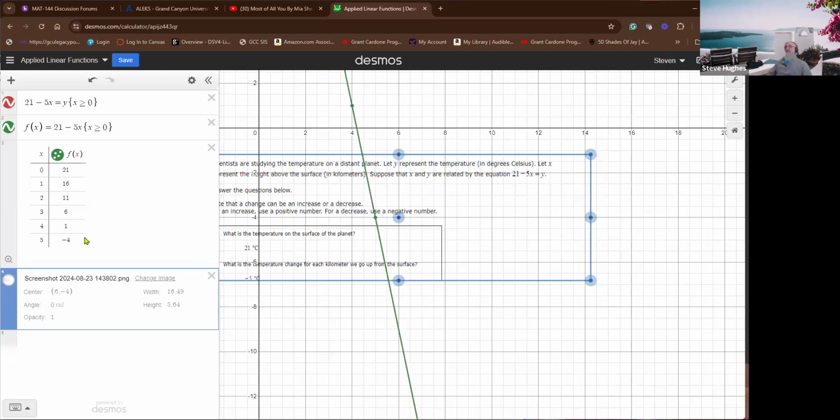Therefore, our temperature can only get colder than 21 degrees. It cannot get warmer than 21 degrees. And that's why I isolated it and said that X can only be greater than or equal to 0. This is going to be an important question for topic 1 homework.